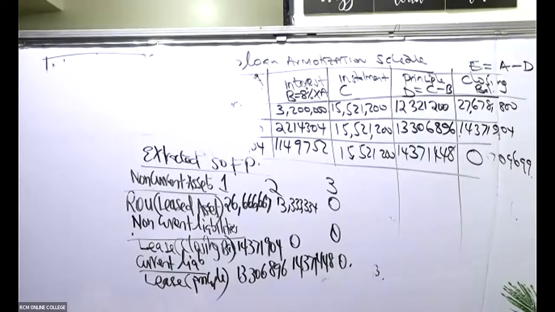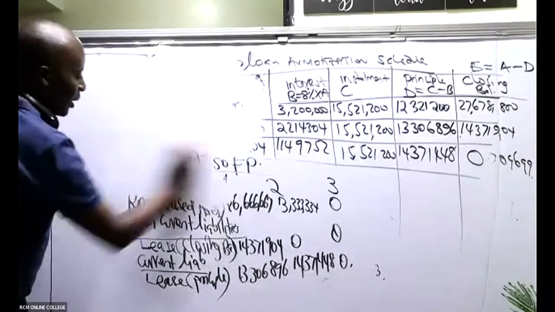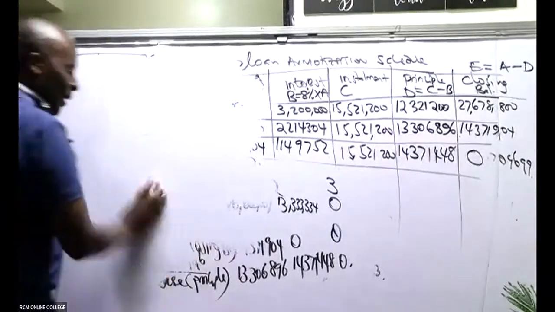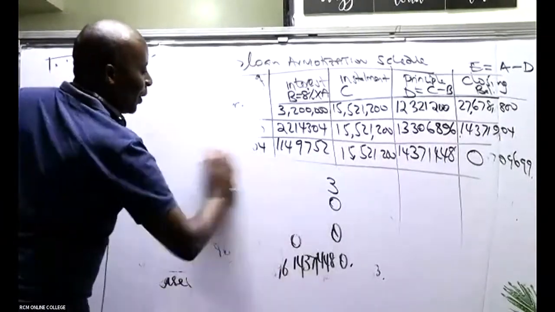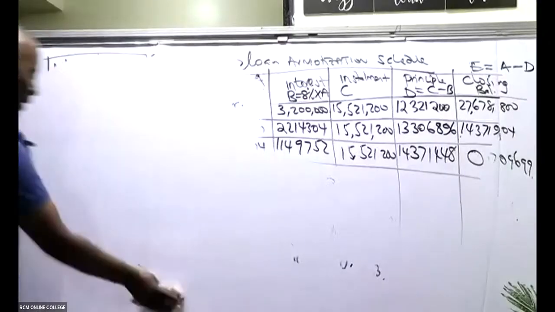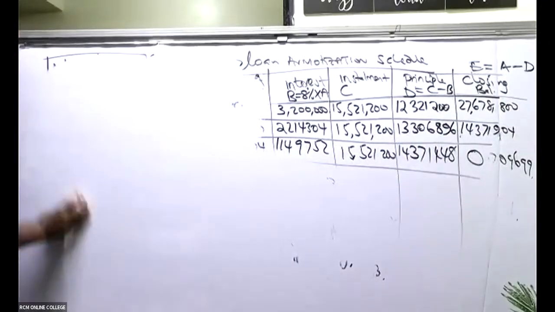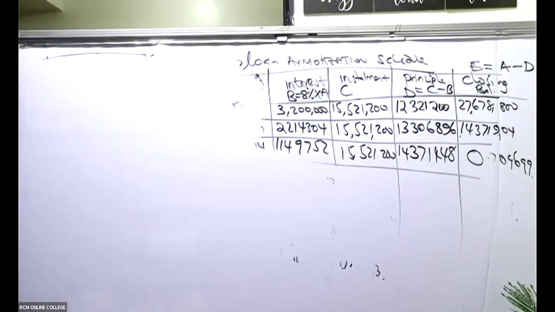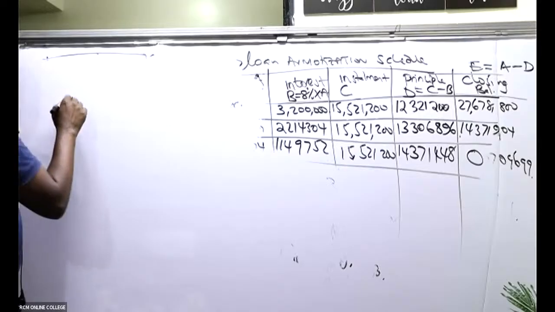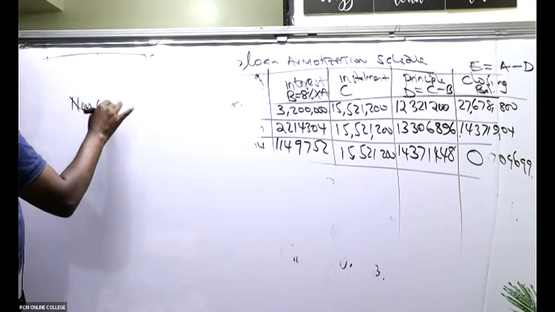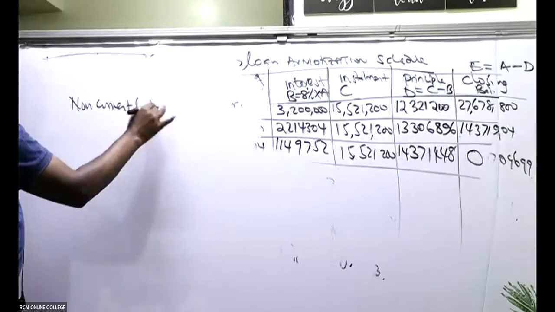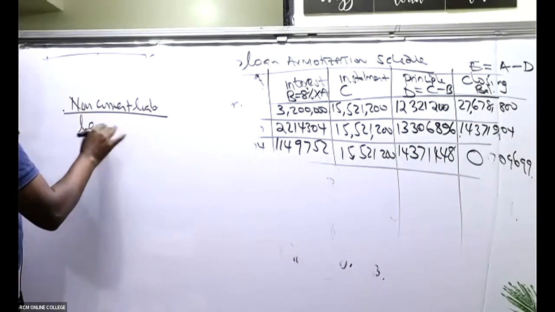Why do we ignore the first year? Thank you so much. So let me write this and explain this in a better way. And I'm only going to write the non-current liabilities and the current liabilities. So we have here non-current liabilities. So we start with lease.